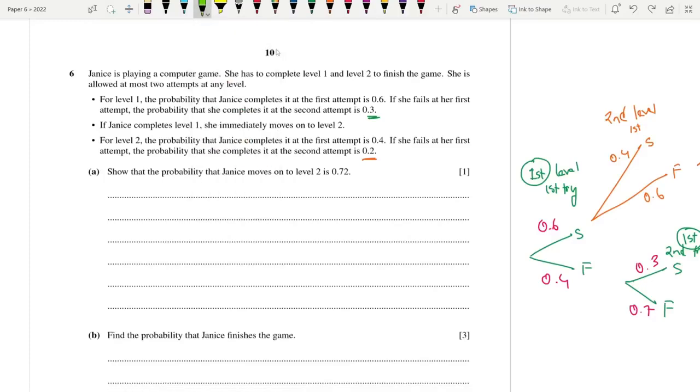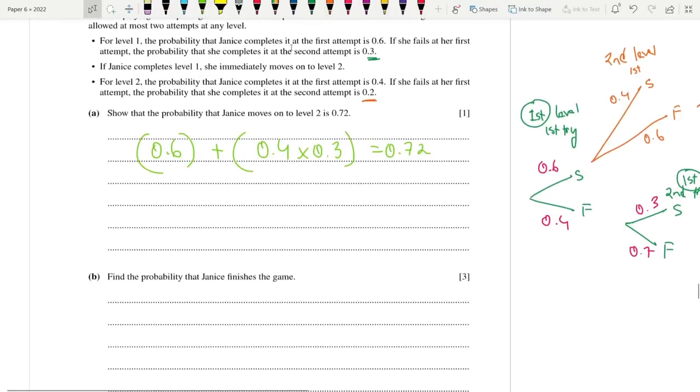So that's basically 0.6, which is succeeding on the first try, or you could go for failing the first try and then succeeding on the second try. And this results in an answer of 0.72. What about the next one? Find the probability that Janice finishes the game.